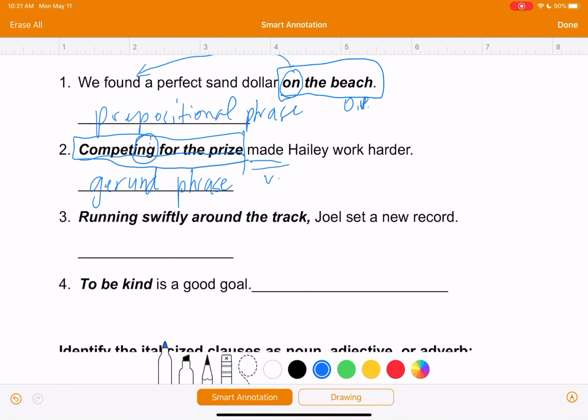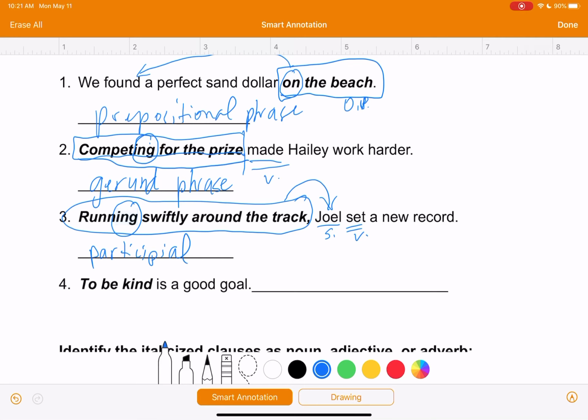In this one, however, it also ends in ing, running swiftly around the track, but here's your subject and here's your verb, and this is just an introductory participial phrase modifying Joel, okay? Because participles are the ones that modify nouns or pronouns.